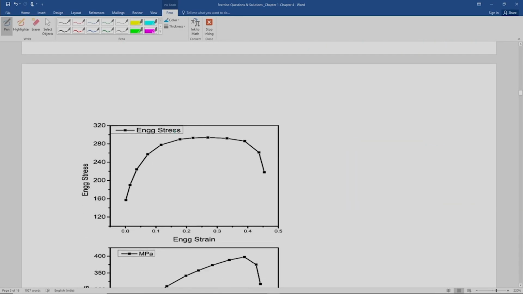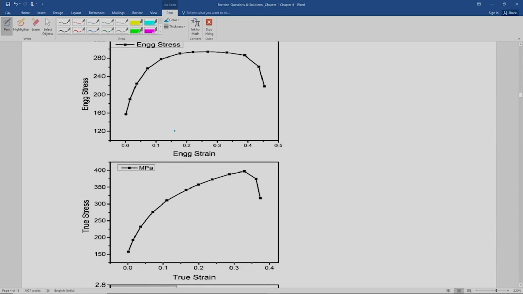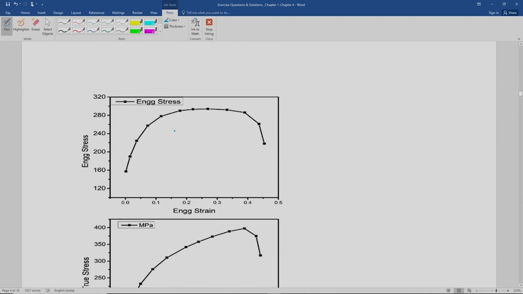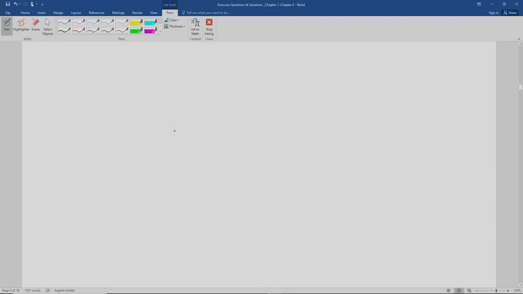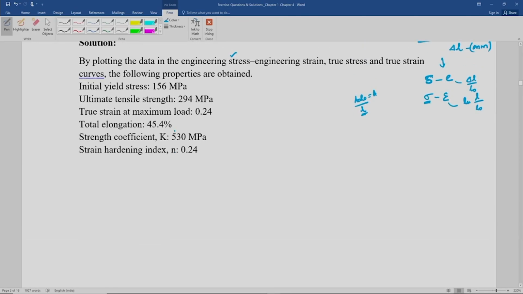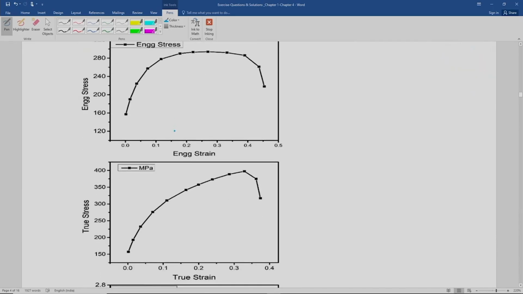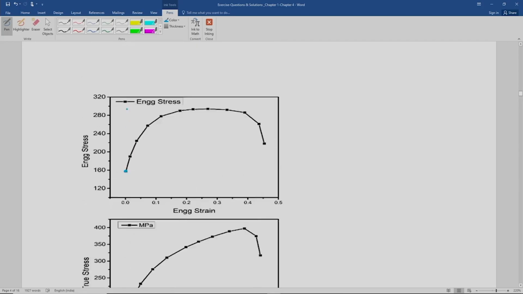You can see this is the engineering stress strain behavior. The first data point here, and true stress strain behavior is also evaluated, and the slope is also evaluated here. You can just check it. So, your yield strength is how much is coming? It is 156 megapascal. 156 megapascal is somewhere closer to here, slightly less than 160, isn't it?